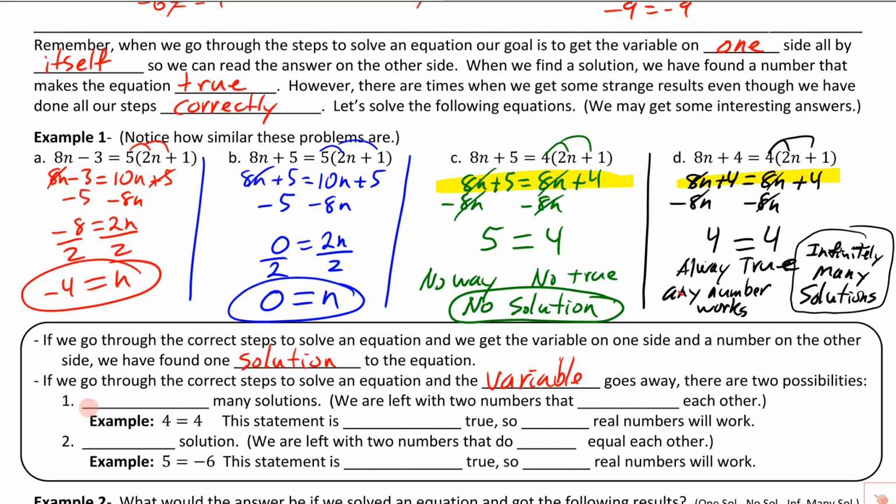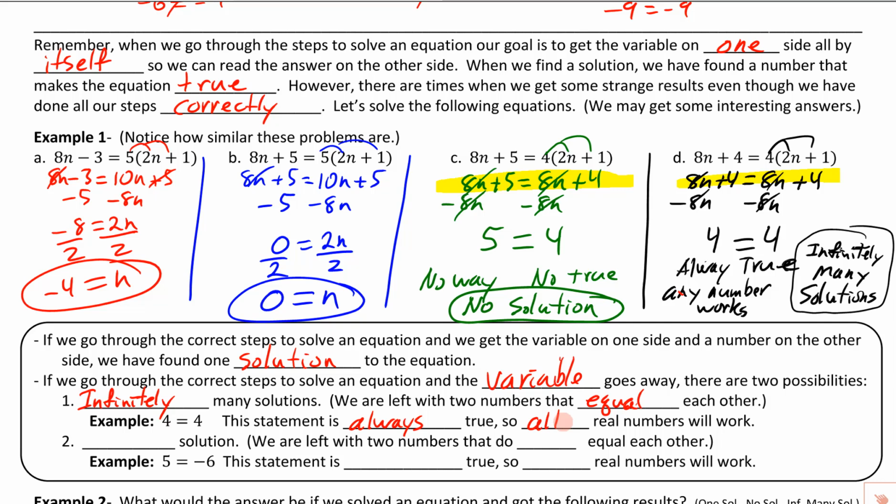then there are two cases. We can have infinitely many, so write the word infinitely many solutions. And what that means is that's this case here. We're left with two numbers that equal each other. So if we had 2 equals 2 or 5 equals 5 or something like that, then we'd be all set. So in this example, I did put 4 equals 4. It's just like the one that we had there. This statement is always true. So what that means is all real numbers, any number that you can think of, all the numbers that you could think of would work when we plug those into that equation.